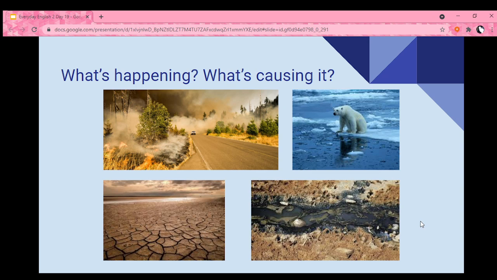Great. Now, look at these 4 pictures. What is happening in each of them? And what do you think is causing it? Please think about this so we can share our ideas in class. Now, do you think we could help solve these problems?